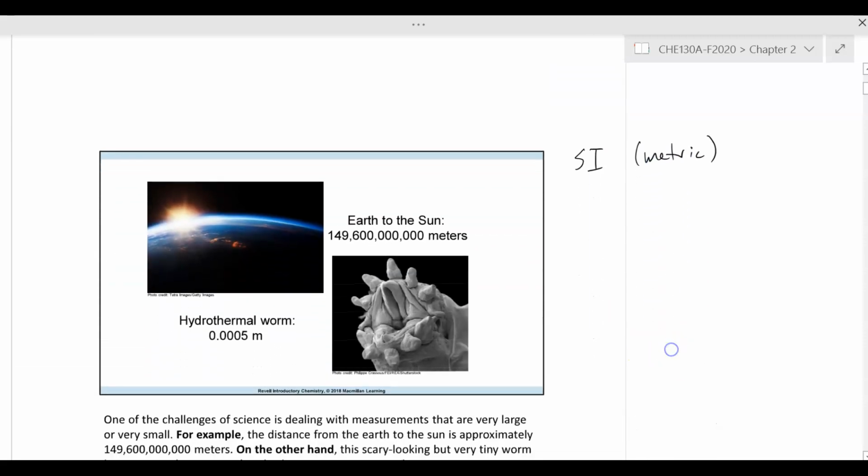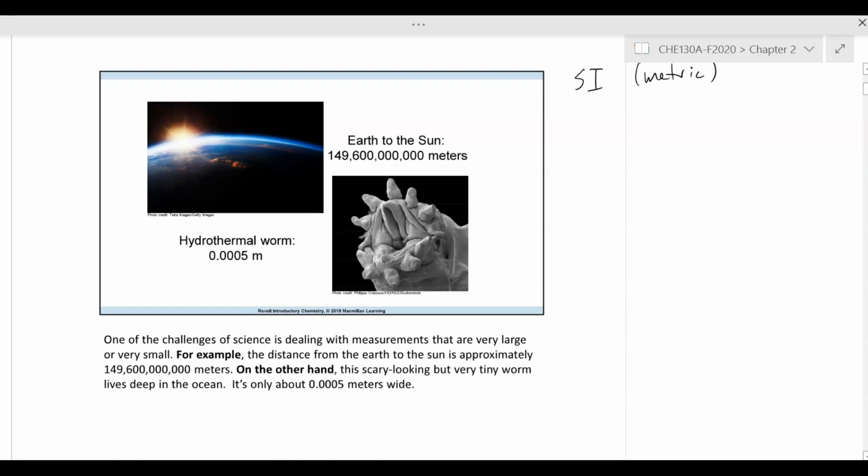So in terms of measurement in science, measurement is kind of what makes science science. Without measurement, I don't think science could exist. When you measure things, you have to have units, right? Like meters here is a unit, so you know what you're talking about. And we're looking here at two things that are extreme scales. You've got the distance from the Earth to the Sun, and then you've got this very small microscopic worm that exists in hydrothermal vents under the ocean.